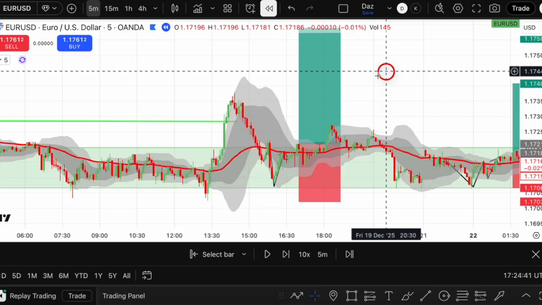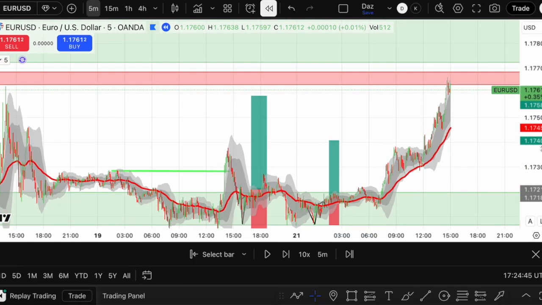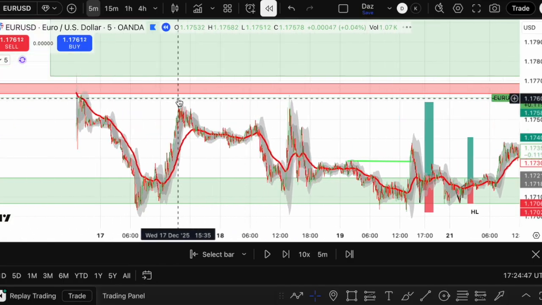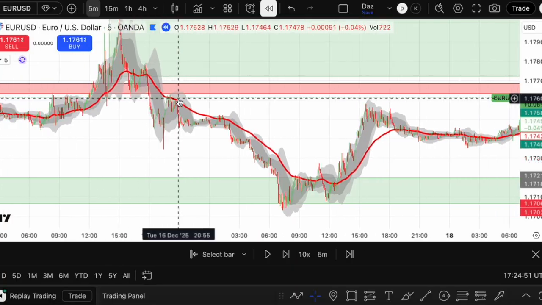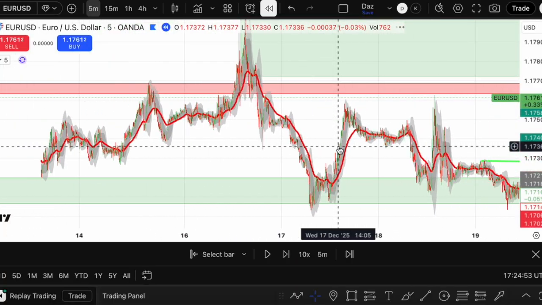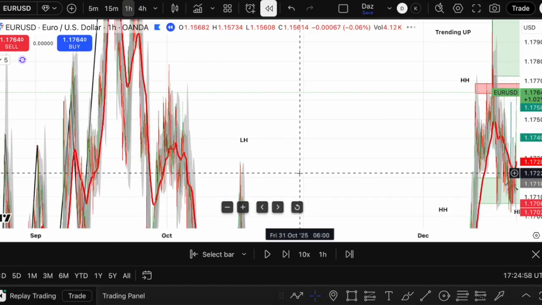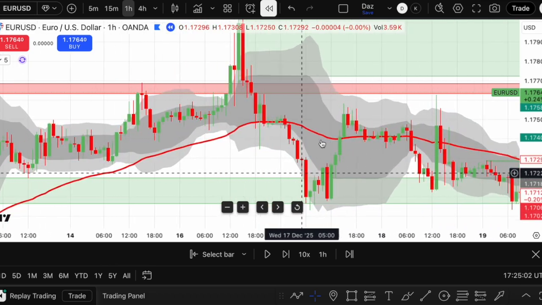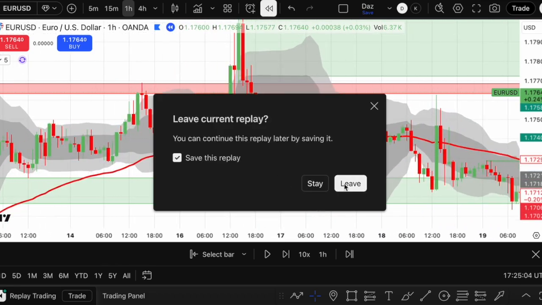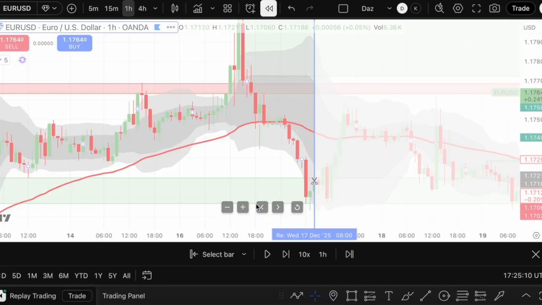Not sure where it would have won. Yeah, it would have won as well. So it's just about hitting the zone area. Just for instance, let me go back to the 1 hour. When it first hit, I'm going to play this back to here.